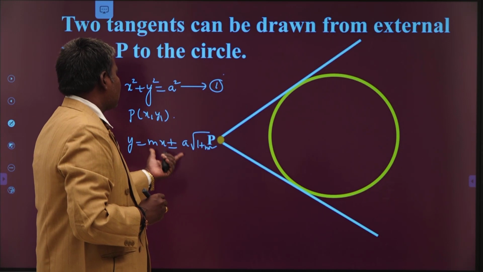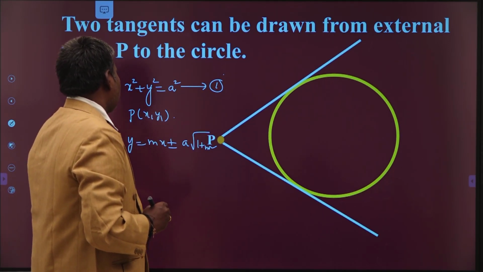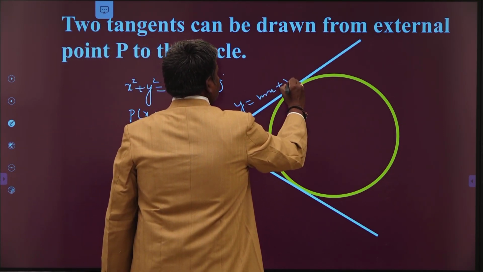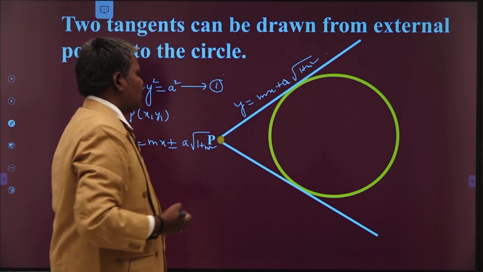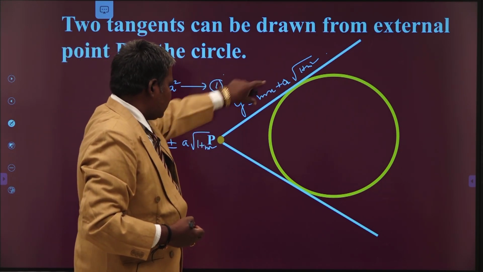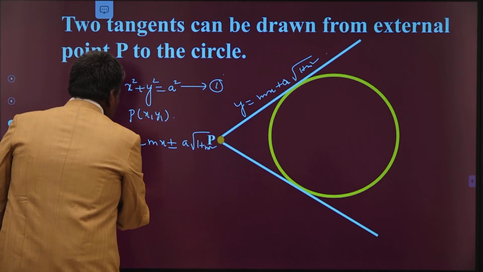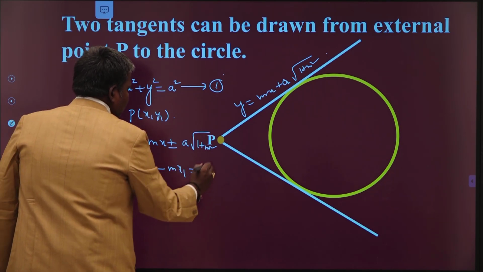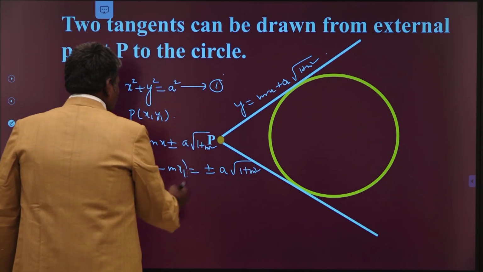If this tangent works for my plan, the point must and should satisfy our tangent. So, this is any general tangent: y is equal to mx plus a into root of 1 plus m square. This is any general tangent to the circle x square plus y square equal to a square. If it is my required tangent, then that must and should be passing through our point P(x1, y1). Immediately substitute x1, y1. What happened? y1 minus m x1 is equal to plus or minus a into root of 1 plus m square. You can square it.